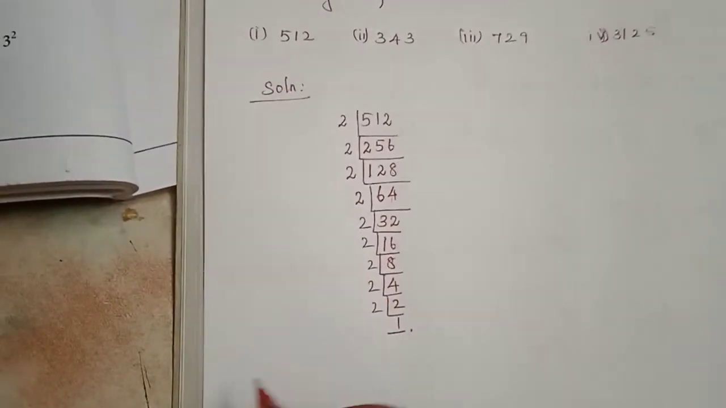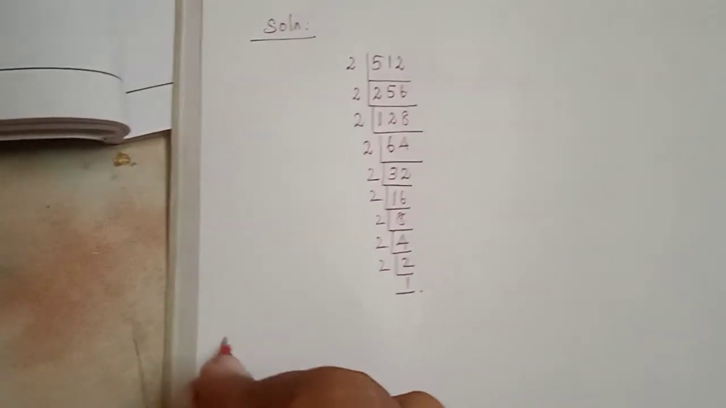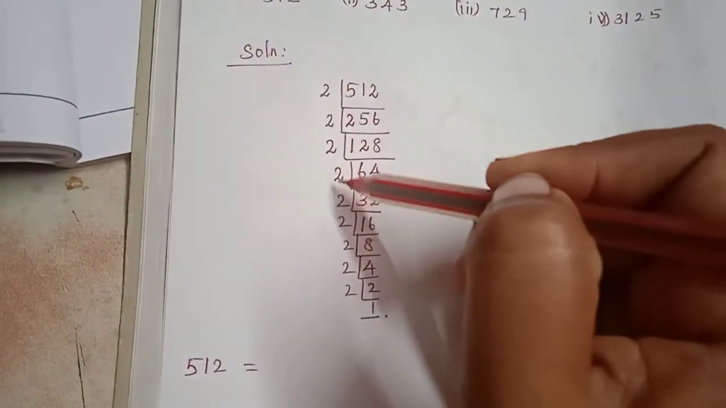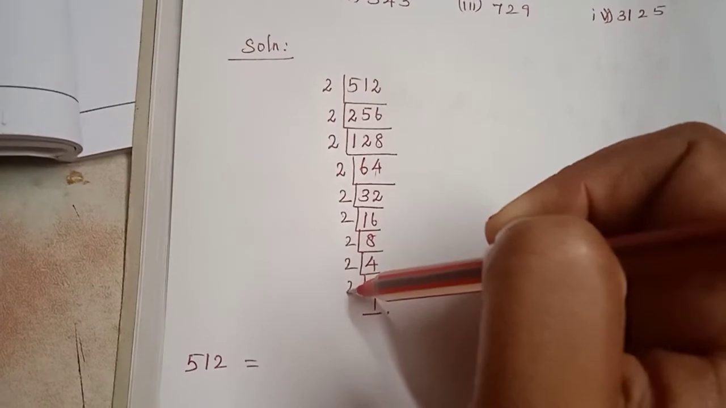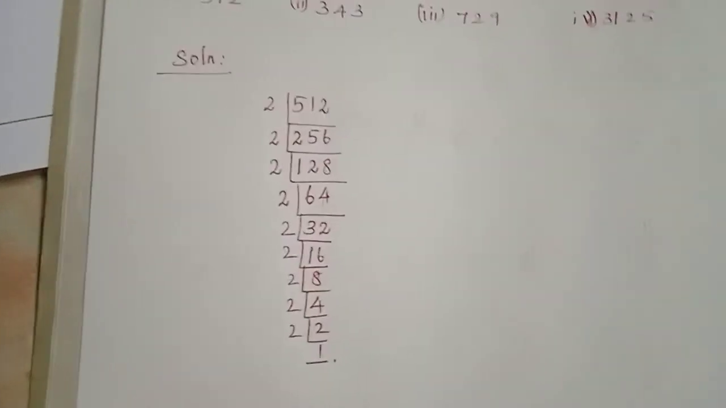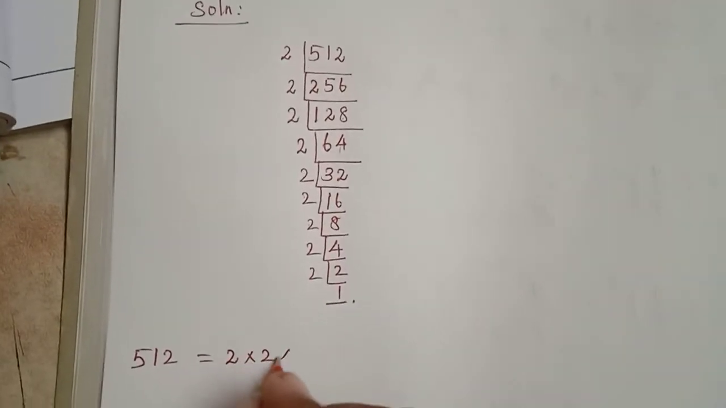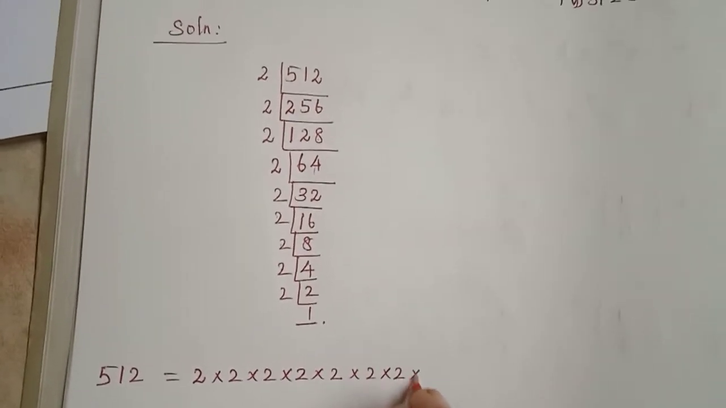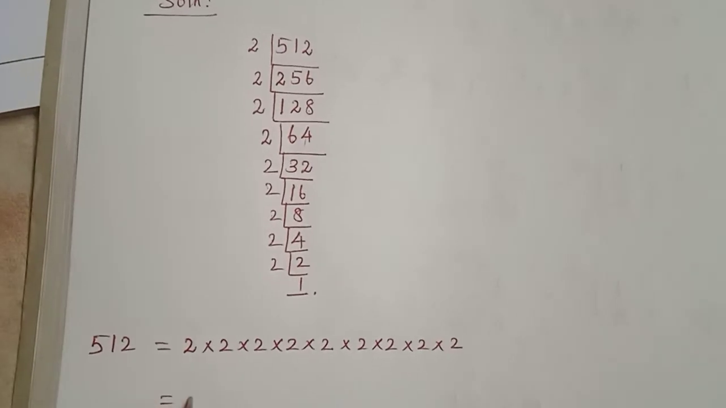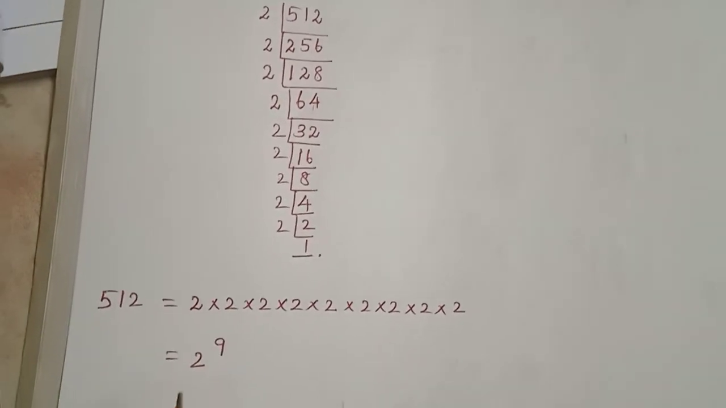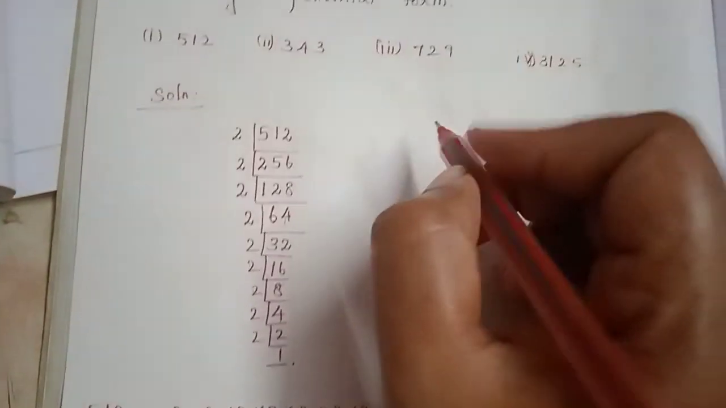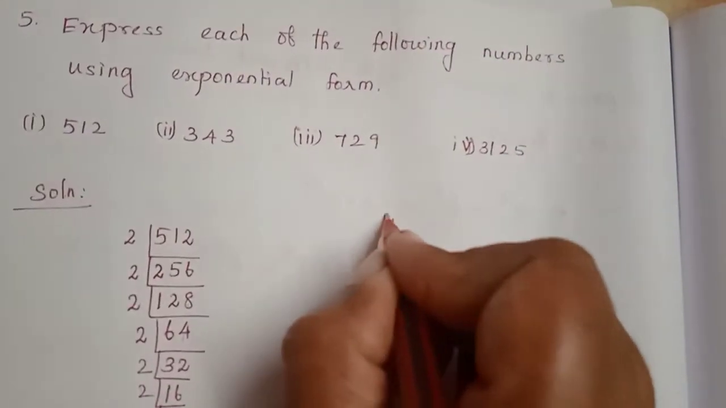Now we can write this 512 in exponential form. Counting the 2s, 1, 2, 3, 4, 5, 6, 7, 8, 9, it is 9 times of 2. Therefore 512 equals 2 power 9. The value of 2 power 9 is 512.